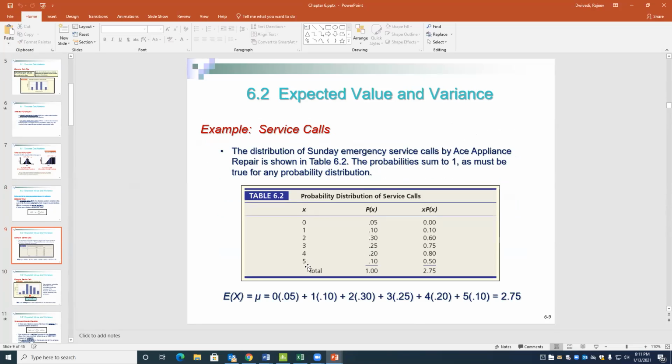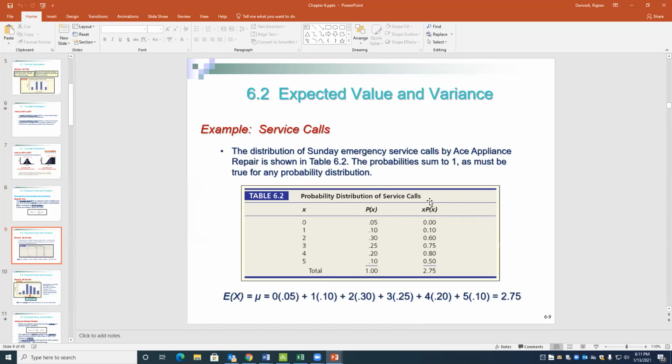If you have a probability distribution of service calls, x equal to 0, 1, 2, 3, 4, 5, these are the possible 6 events. There is a probability for each of these events: the first, 0, is 5%, the second, 1, is 10%, and so on correspondingly. So the total is 1. This probability total is 1. It cannot be more than 1.